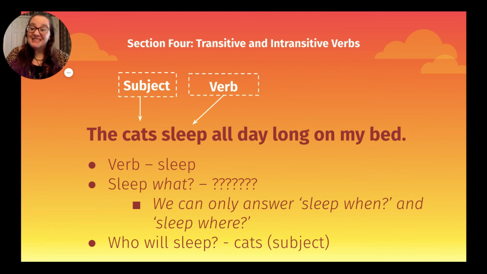So let's take a look at this sentence. The cats sleep all day long on my bed. True story. They are very lazy. Our verb is sleep. The subject is cats. They are the performer of the action verb. But we can't answer sleep what? We can answer sleep when, that's all day, and we can answer sleep where, that's on my bed. But the action of sleeping, as the cats perform it, is not being transferred to anything else. We cannot answer sleep what or sleep whom.